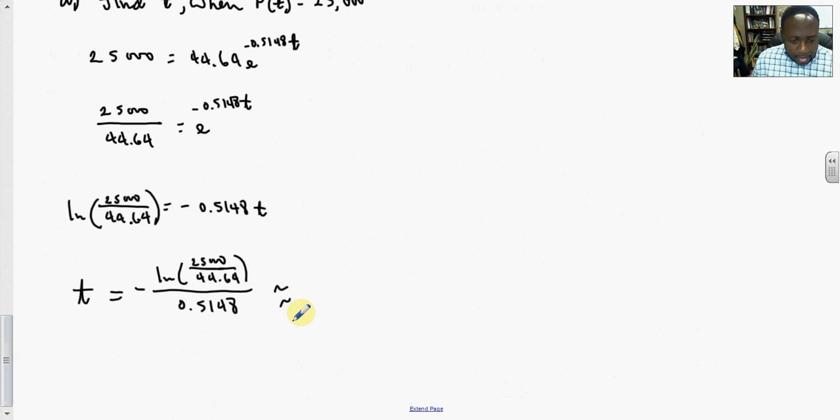Now in your calculator, you have to be careful. This natural log here is only applied to these two numbers in the quotient. Then you take that answer divided by 0.5148. Don't forget to negate it.